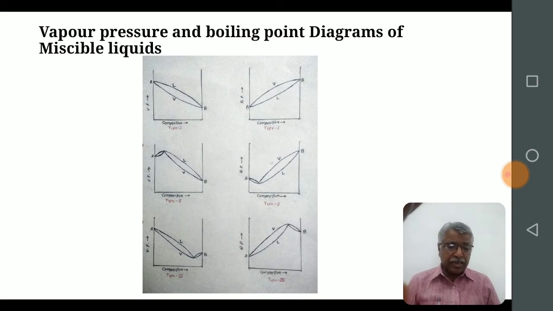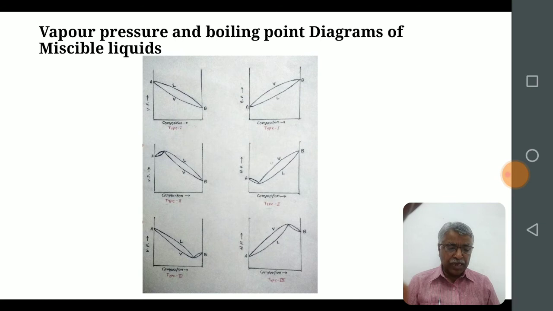Consider a binary mixture consisting of two miscible liquid components A and B. On heating under constant pressure, it will start boiling at a temperature at which its total vapor pressure becomes equal to the atmospheric pressure. If P represents the atmospheric pressure, then the condition for boiling is P is equal to PA plus PB. Since solutions of different compositions have different vapor pressures, they will boil at different temperatures.